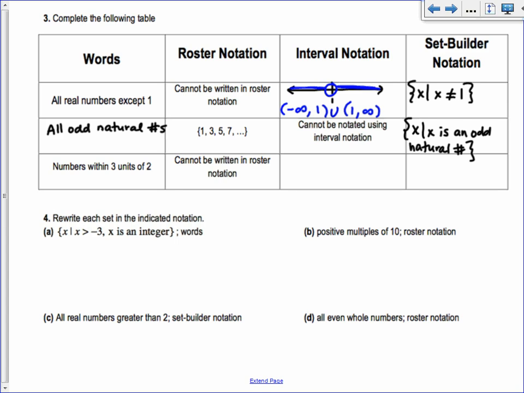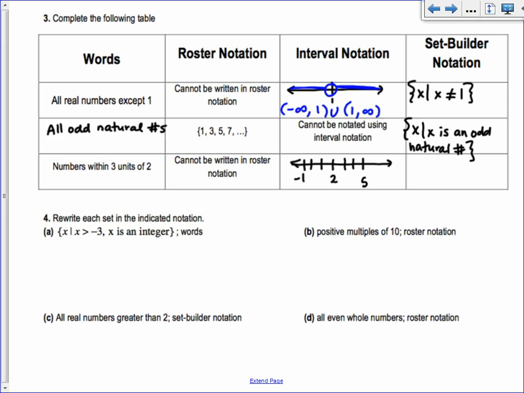Okay, this one's a little bit harder. So it says numbers within 3 units of 2. Okay, you can't write it in roster notation because there's lots of numbers that are within 3 units of 2. So you have 2.1, 2.01, like I was saying before. All right, but we can't do interval notation. So let's start with 2. And if I'm within 3 units, that means I'm going to go right 3, left 3. 1, 2, 3. So I could go all the way to 5, or all the way to, so this is 1, 0, negative 1. Actually.